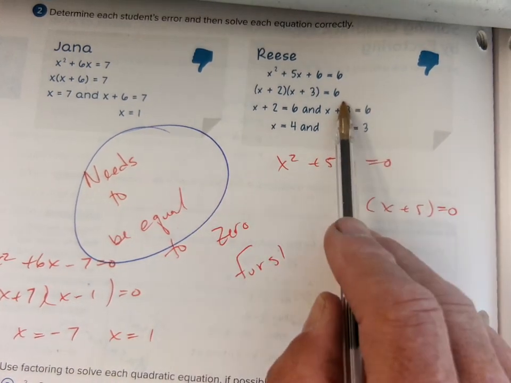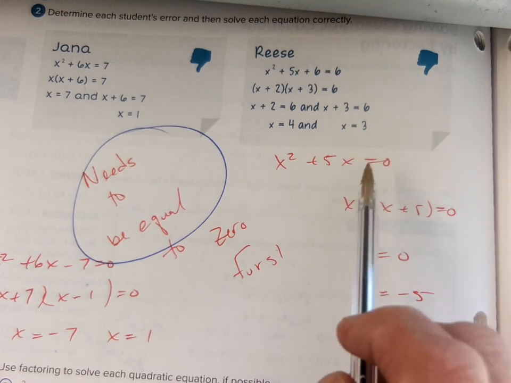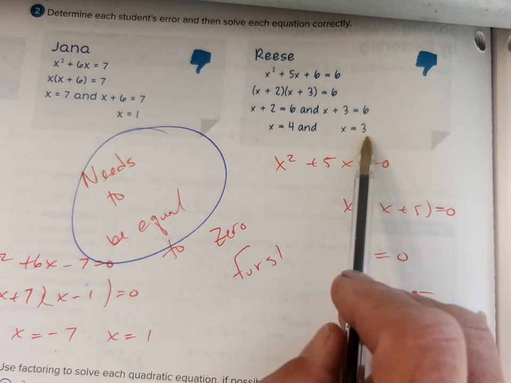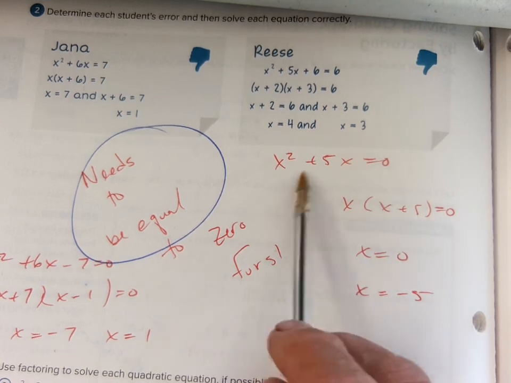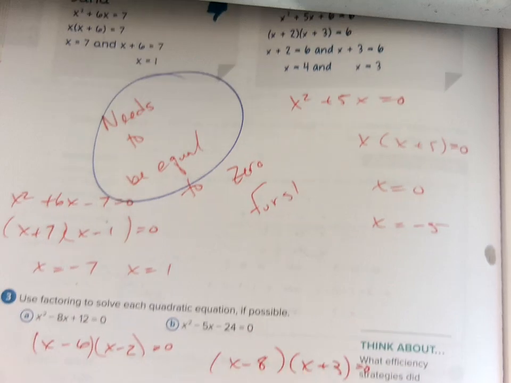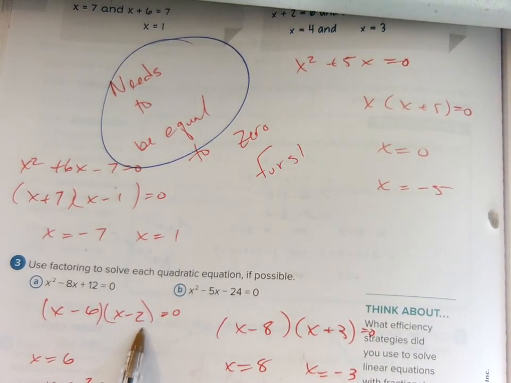Reese just left it there and factored. On this one, same thing. You need to make it equal 0, okay? Totally different answer. Reese got 4 and 3, but the answers are really, after you common factor, 0 and negative 5. Okay?